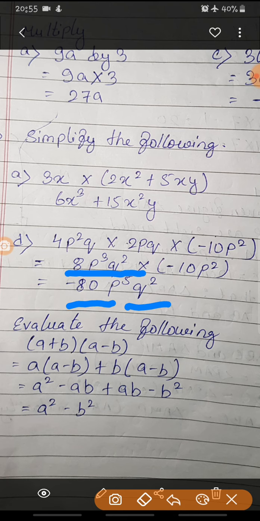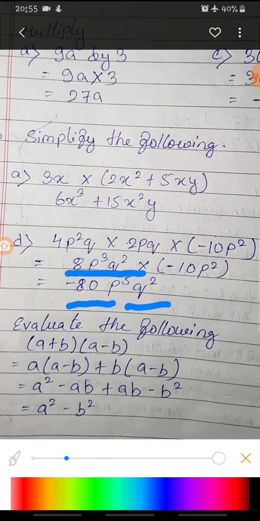So the third question, evaluate the following. In this evaluation, the question given is a plus b and a minus b. So I have taken the individual multiplication. Okay, a is multiplied with a minus b, then b is multiplied with a minus b. Clear with this? So when a is multiplied with a, then I got a square over here.